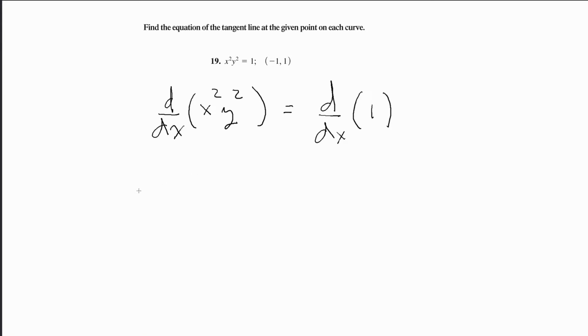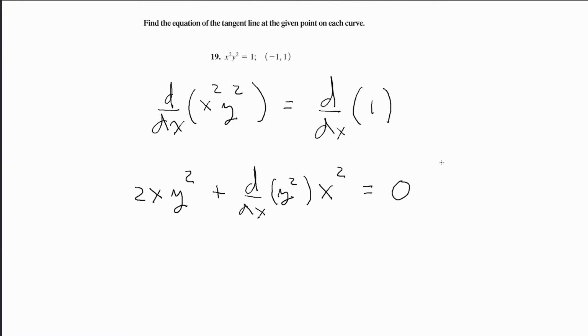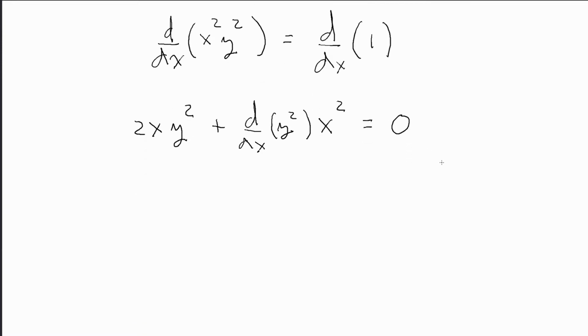That means 2x, that's the derivative of x squared, times y squared, plus the derivative of the second function times x squared. We know that has to be equal to 0 because that's the derivative of a constant. Now we have to use the chain rule.